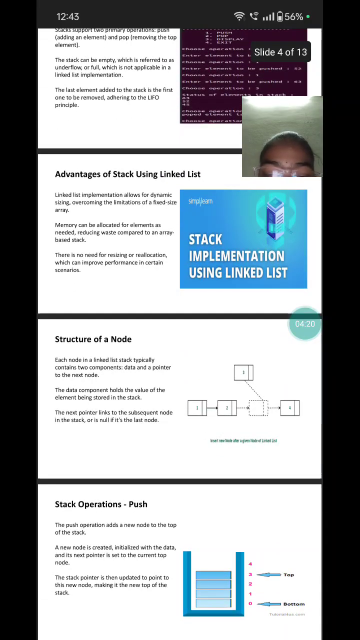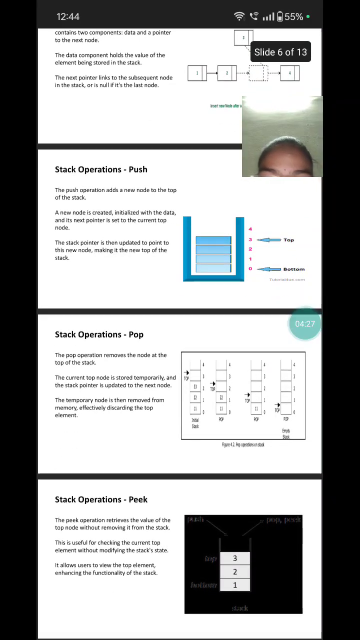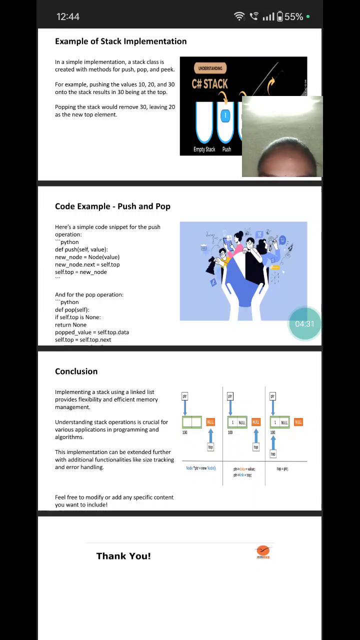Next, here bottom, here some indices. 3 to 1, stack 100, node start pointer equals new node, pointer to data value, pointer to link.